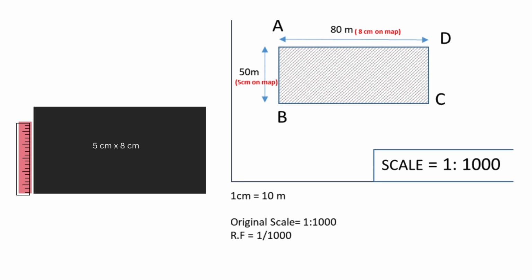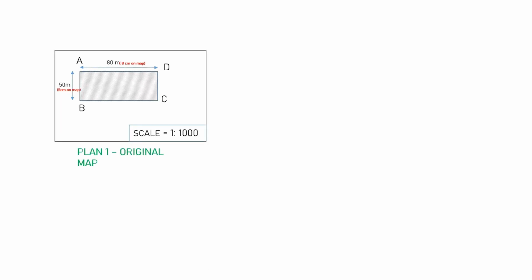In the rightmost corner, we mention the scale as 1:1,000. As we are representing a larger dimension from the field on the map using a reduced dimension, this is called a reducing scale. As we have understood the original scale of a map or plan, let's study what is shrunk scale.